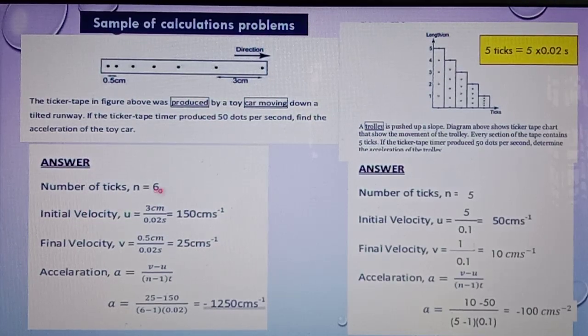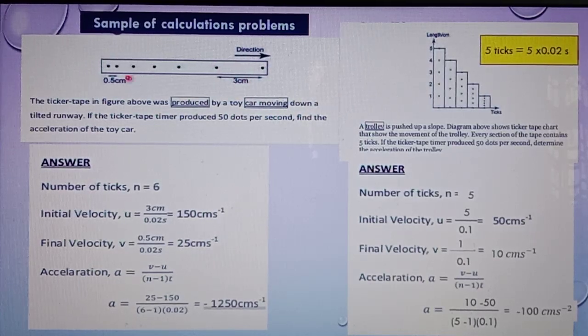Okay, look at the answer here. Number of ticks n equals 6. We should calculate initial velocity. So this is the first tick, so you calculate here, not here. Based on the direction to the right, this is the first dot, meaning this one is the first tick and this one is the final tick. So initial velocity u equals 3 divided by 1 tick, 0.02 second. So we get 150 cm/s. Final velocity, 0.5 divided by 0.02 seconds, so we have 25 cm/s.